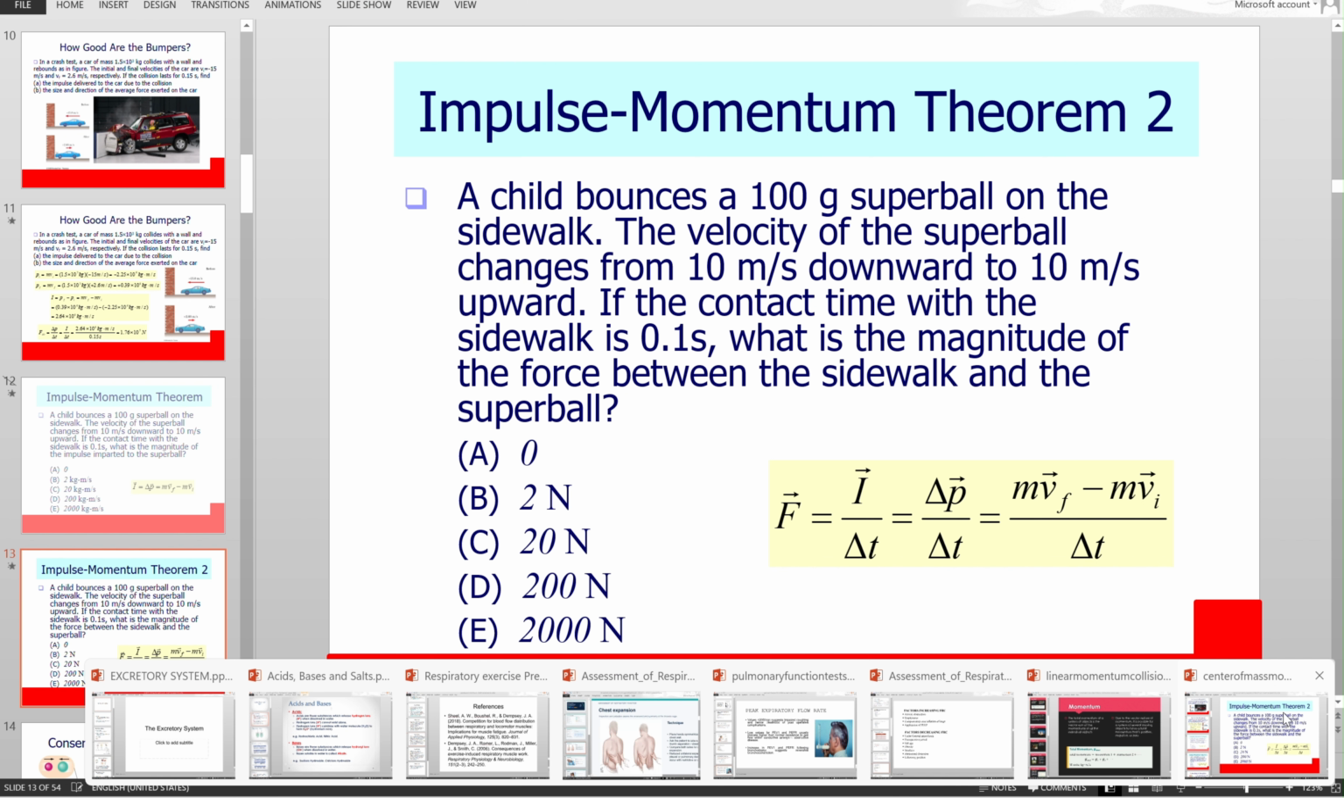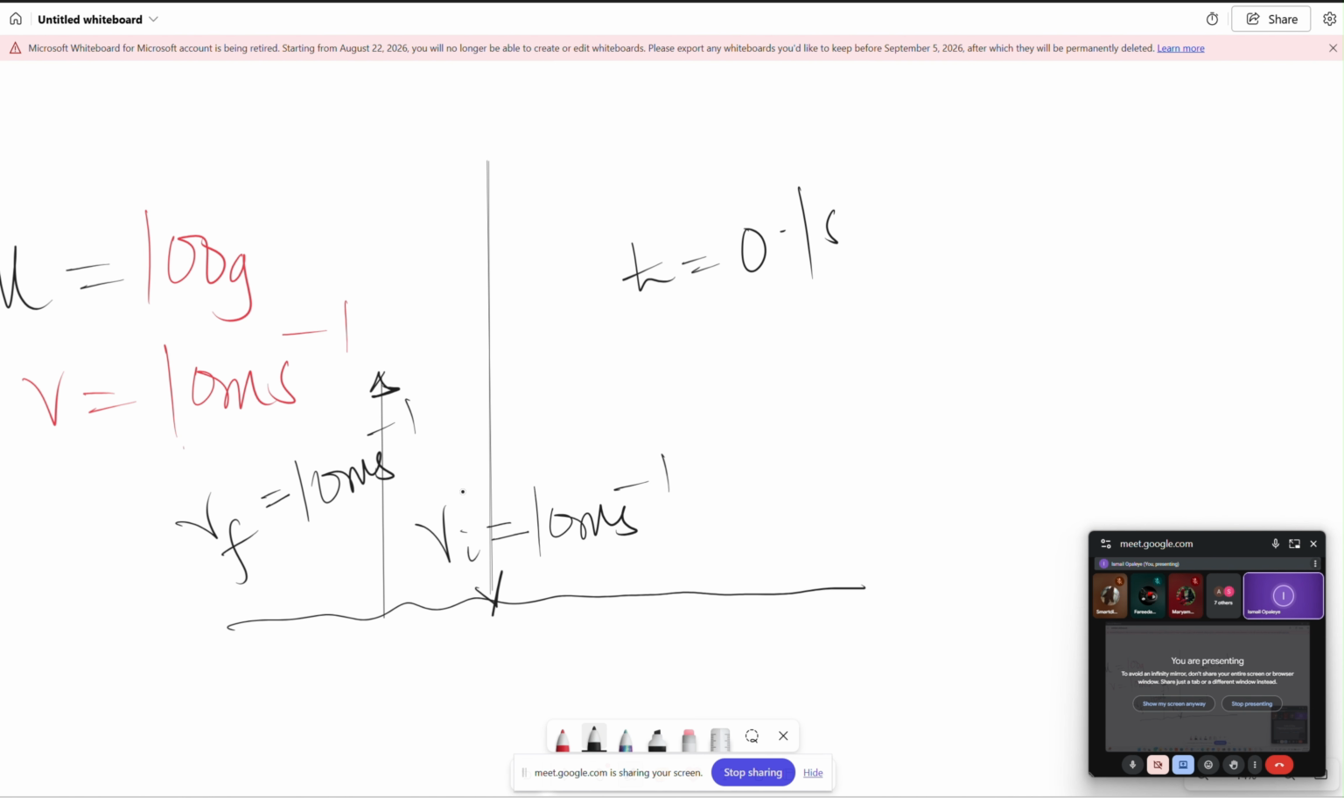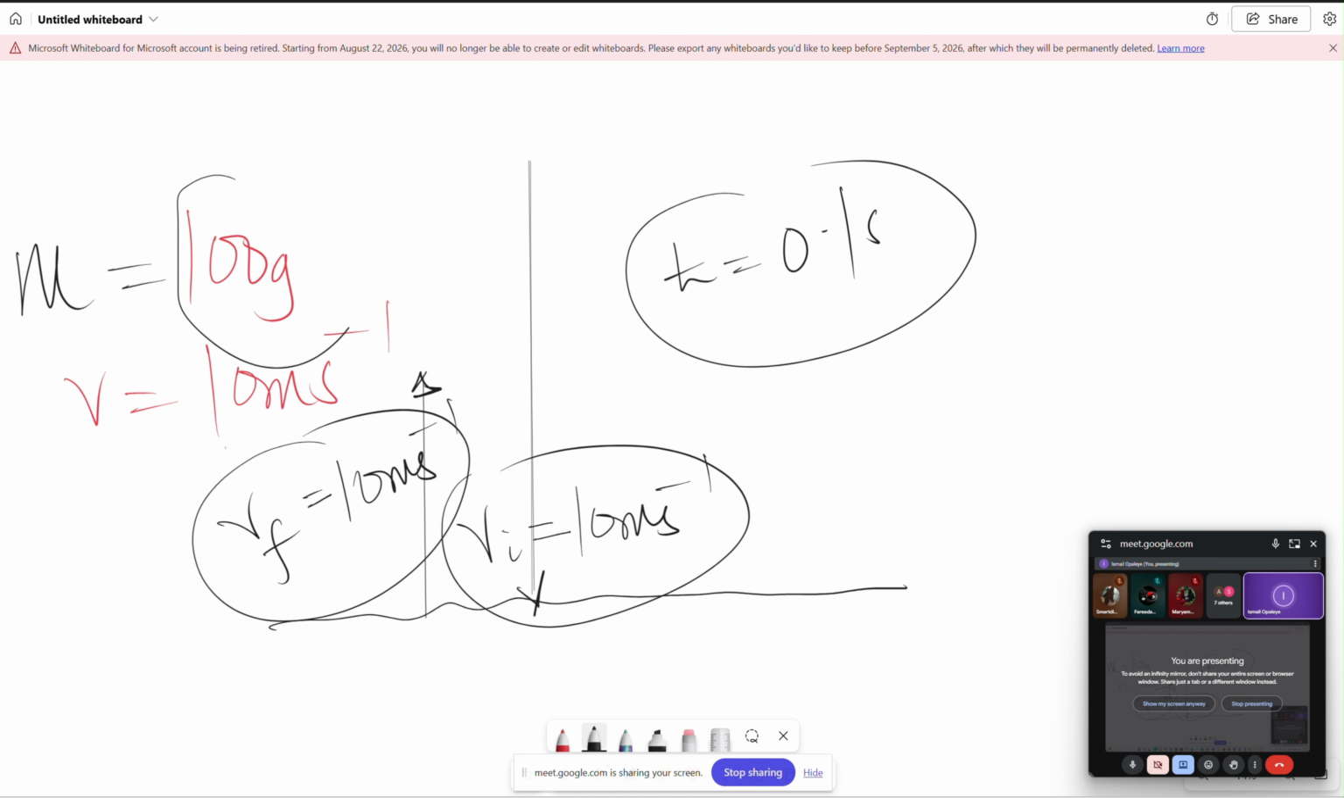So we have to look for the magnitude of the force. Yes, we're looking for the force. So you have your initial velocity, you have your final velocity, and then you have your time, and you have your mass as well.